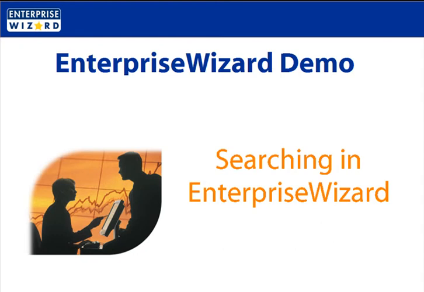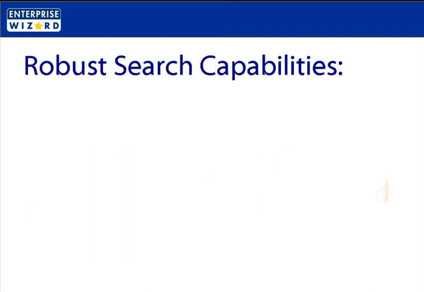Welcome to Searching in Enterprise Wizard. This is the core capability upon which much of our other functionality is based and is one of the strongest features of the system. Why is robust searching absolutely essential in a process automation system?